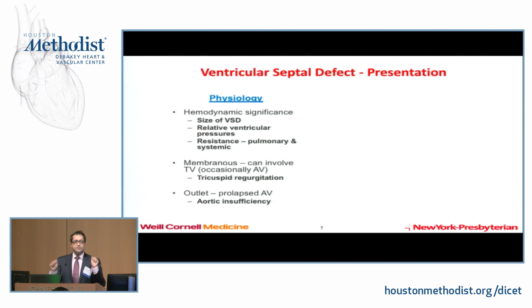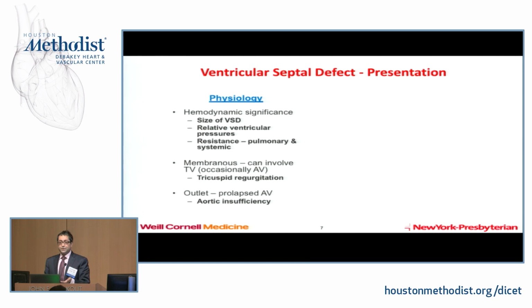Second, the relative ventricular pressures between the RV and the LV, and just as importantly as ventricular pressures is the resistance and the pressures in the pulmonary circulation versus the systemic circulation. Now, as I was alluding to, different anatomic types of VSDs cause different problems. Well, membranous VSDs are close to the tricuspid valve, so that tricuspid septal leaflet can get sucked in, sometimes actually helping to close the VSD, but that can lead to secondary tricuspid regurgitation.